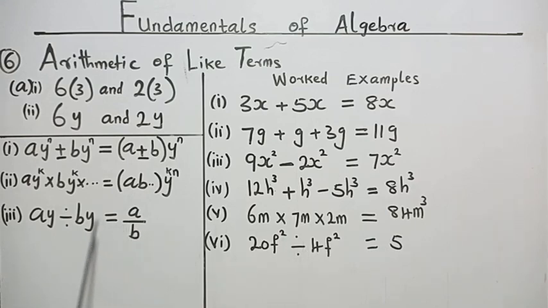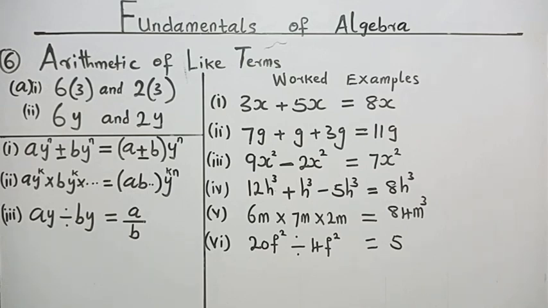What happens is that this a is divided by b. Likewise, 20 is divided by 4. When 4 divides 20, the result is this 5. No variable will come at the end when a like term divides a like term. So the answer is equal to 5.